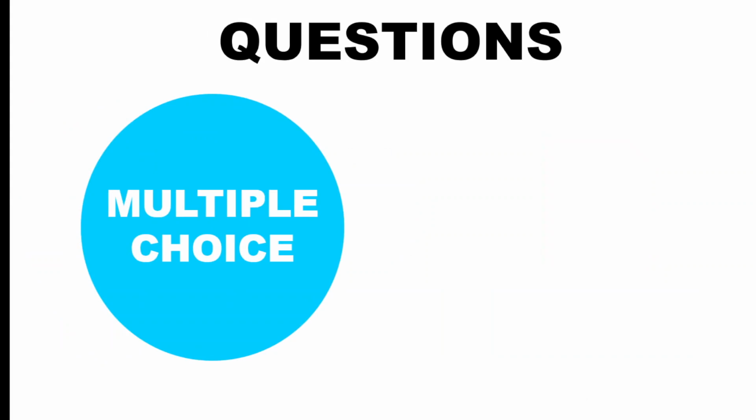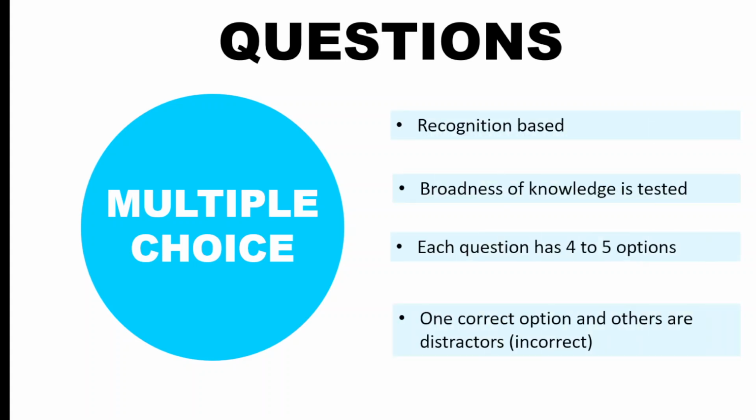Now, questions. What type of questions are asked in your competitive exams? Those are multiple choice. Basically, there is one question and multiple choices are given. So it's recognition based. You have to find out which concept is associated with which concept, which means you should be aware of hierarchy and know the names of researchers. And breadth of knowledge is tested, not depth, but breadth. How far away things are connected to each other. Each question has four or five options. And various types of questions may be asked within those multiple choice questions. There is one correct option, and all the others are distractors.